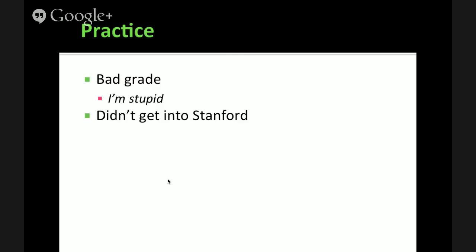And when you respond in a positive way or with a good story, you're able to diffuse the pain. What about this one? You didn't get into Stanford, and you tell yourself, "I don't deserve to get in."